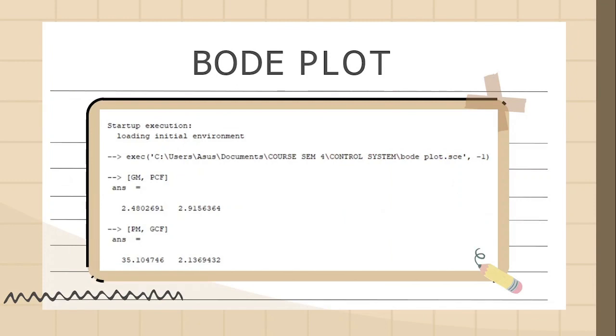So these are the values from the Bode plot. We can see here the gain margin is 2.48, the phase crossover frequency is 2.91, the phase margin here is 35.105, and then the gain crossover frequency is 2.14.